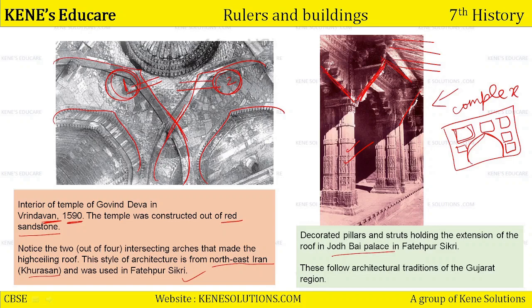And this is an image of the Jodhbai Palace, which is in Fatehpur Sikri. These follow the architectural traditions of the Gujarat region. Where is this design from? This is a Gujarat design. Okay. These intersecting arches were designed from northeast Iran, Khurasan, and these struts holding the extension of the roof, this design belongs to the Gujarati region.